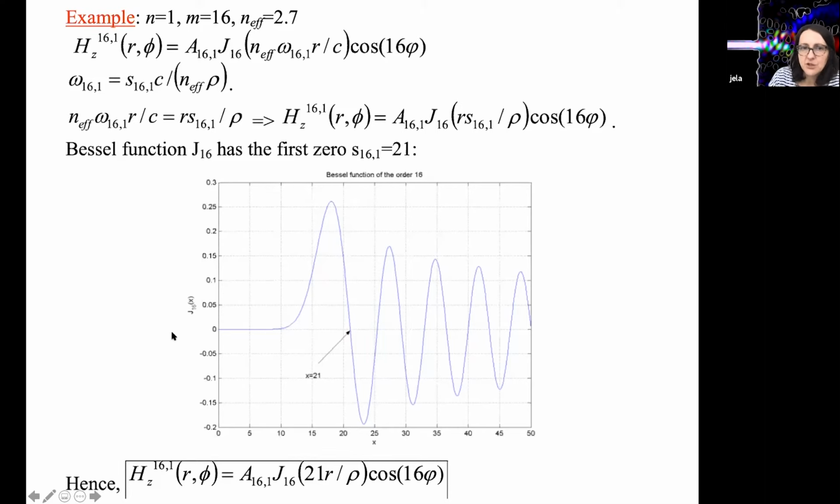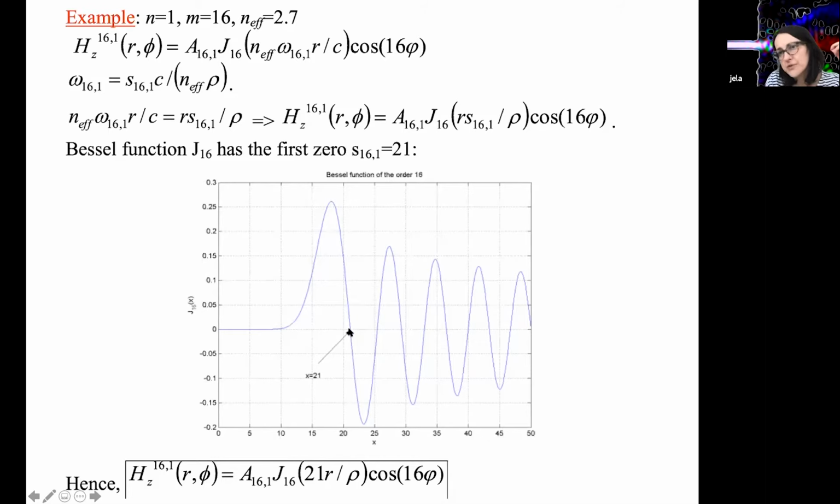Just to make this clear, let's just plot the Bessel function J16. This is how it would look, right? So what are we doing here? If you say that you would like your system to operate in the mode 16.1, right? Then you have to plot Bessel function J16, because that's the function that defines the radial dependence of the mode. But if you pick radial number of 1, that means that you will truncate this Bessel function at the first 0 here. And S16.1, the first 0 of Bessel function J16, is 21, right? So this argument would be 21.